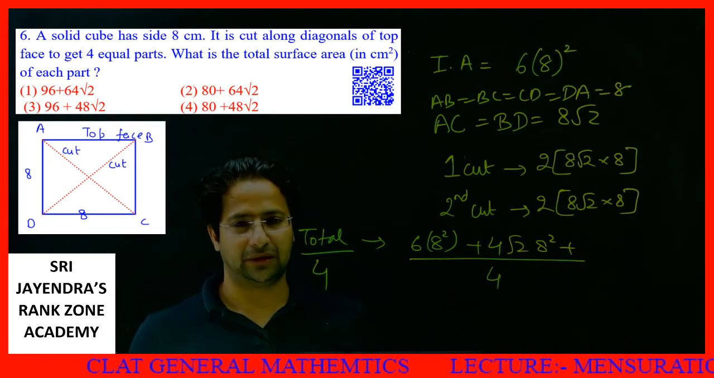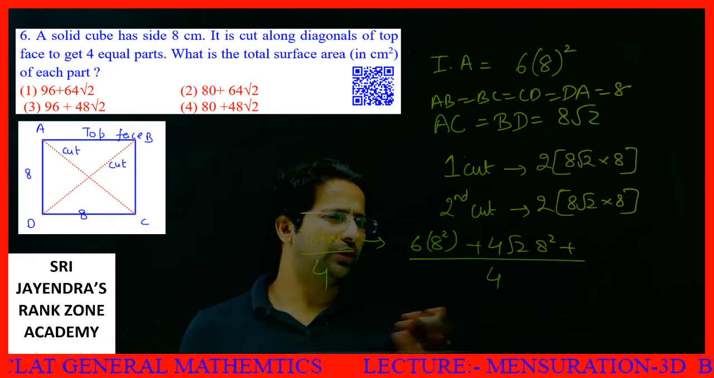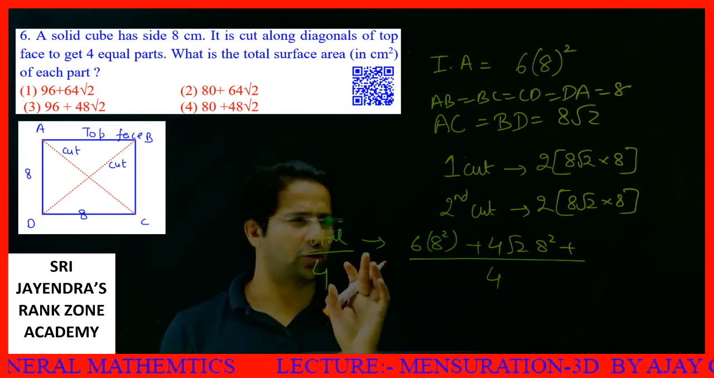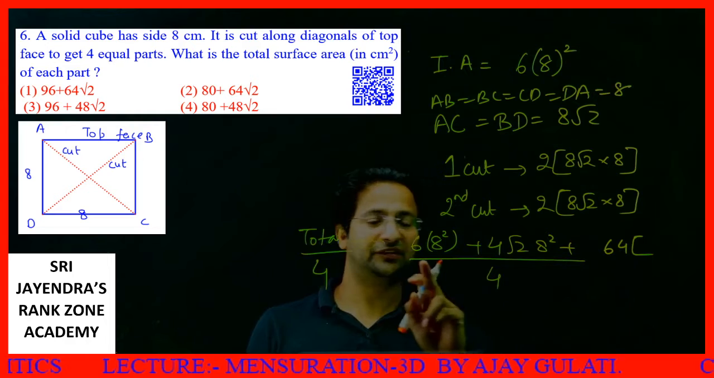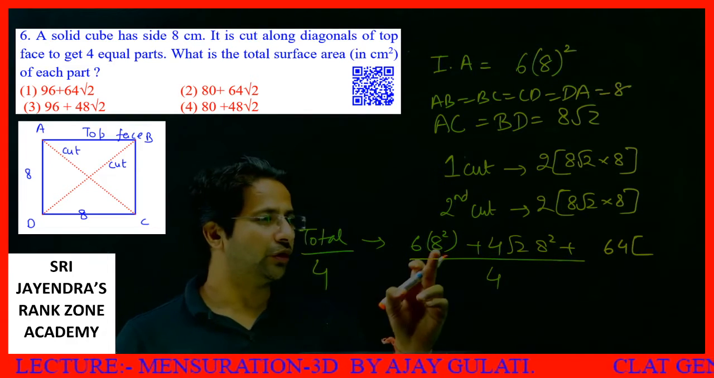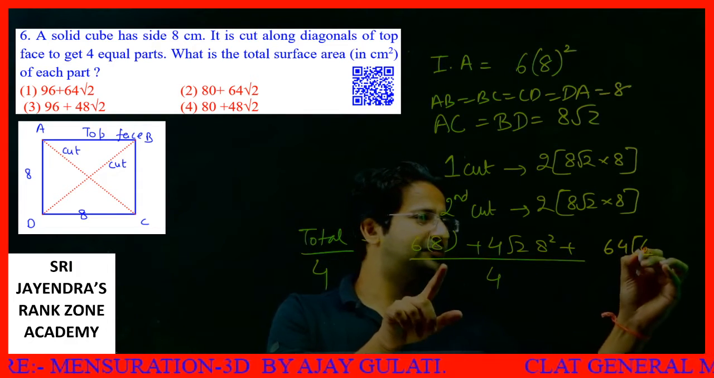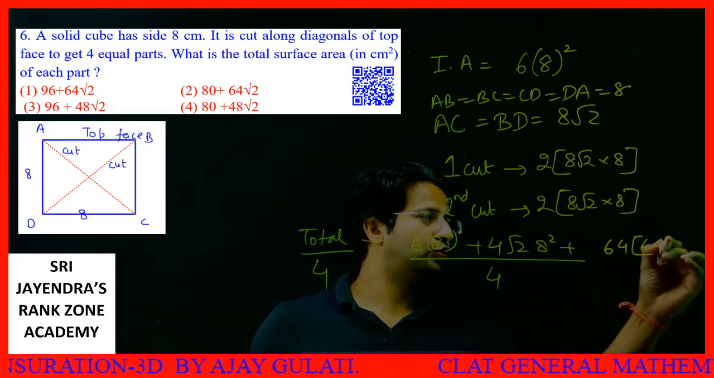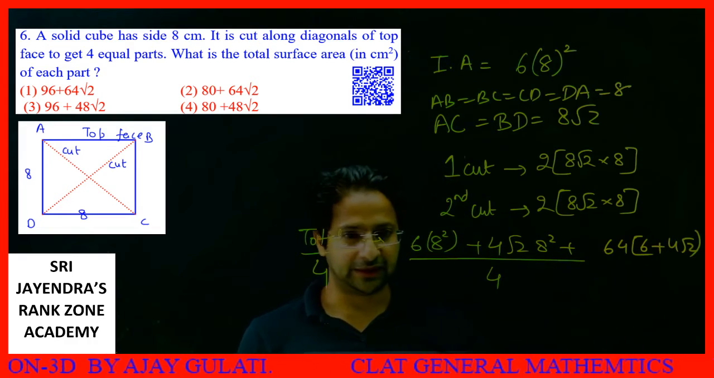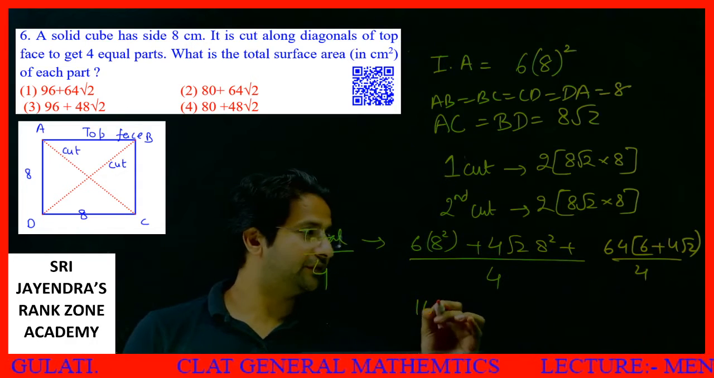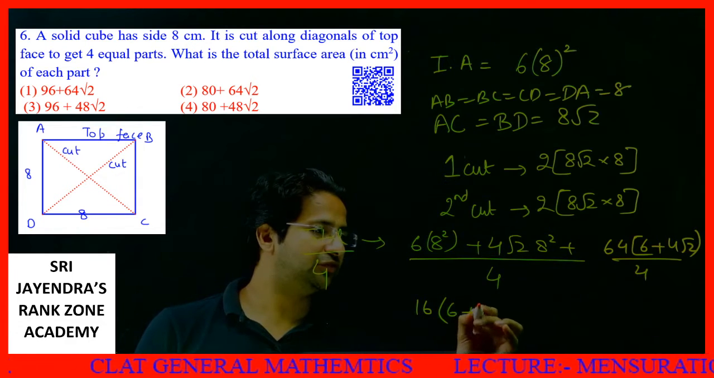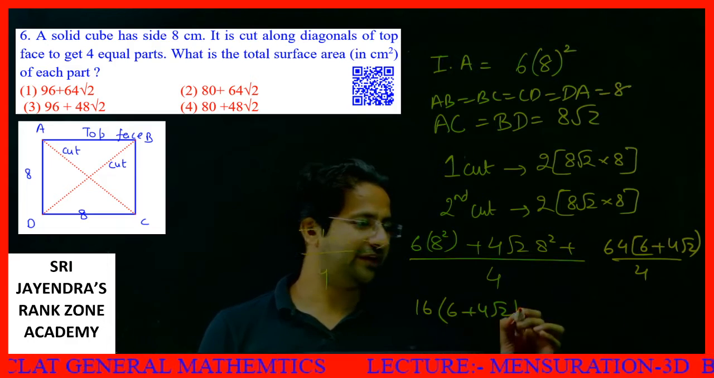Now I just need to take 4 common from this. 8 square is 64. So 64 times 6 plus 4 root 2. I hope this is visible. Divided by 4, I get 16 times 6 plus 4 root 2. This will be the final answer.